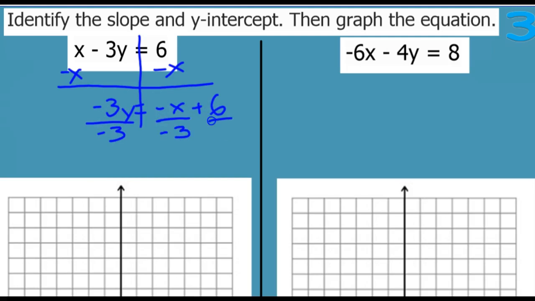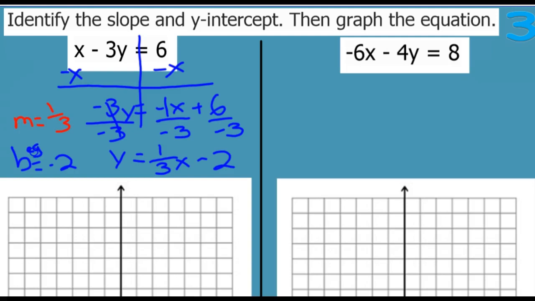Dividing everything by negative 3. I get y equals, now two negatives when we're dividing make a positive, and I can put a 1 in front of my x. So we're going to have 1 over 3x, and plus 6 divided by negative 3 gives me a negative 2. So our m then, for this problem, is 1/3, and our b is negative 2.